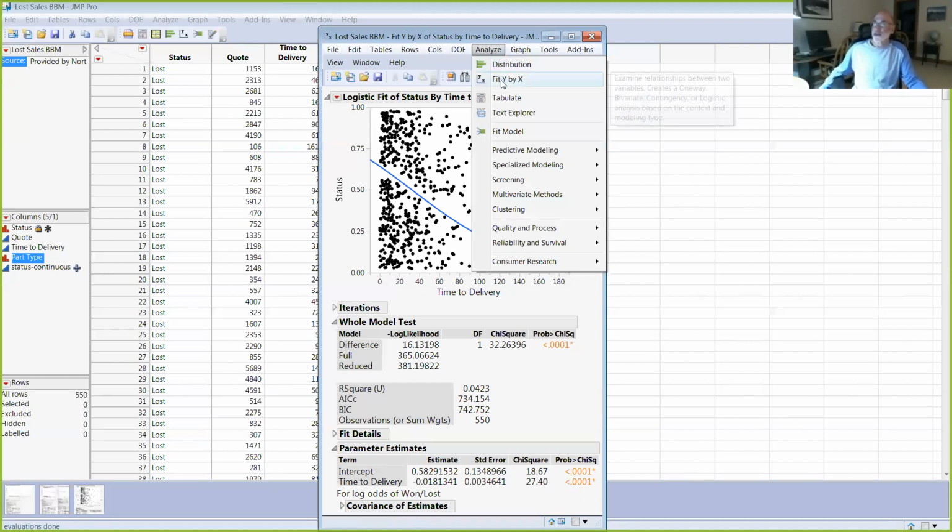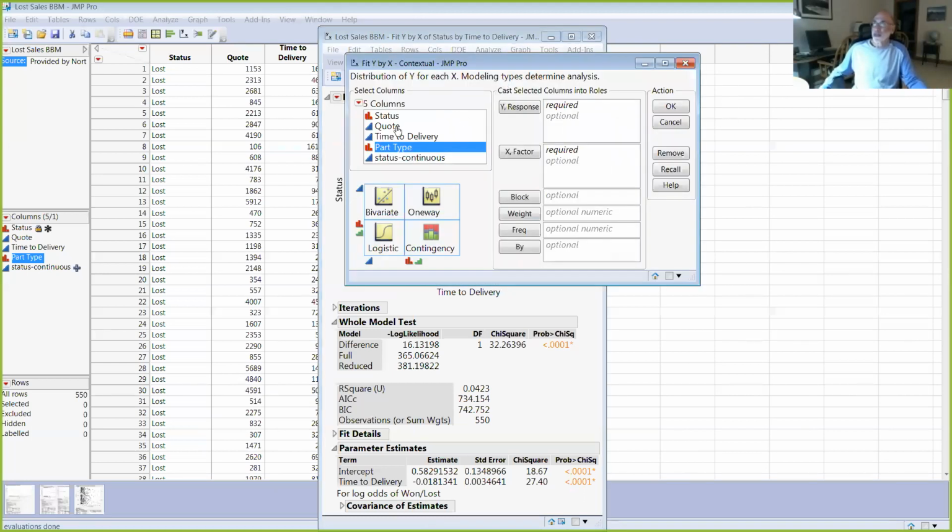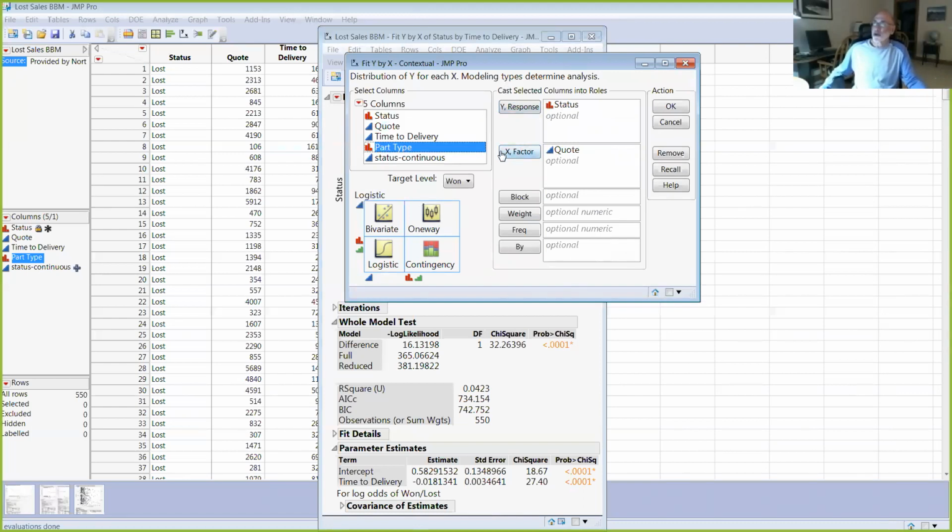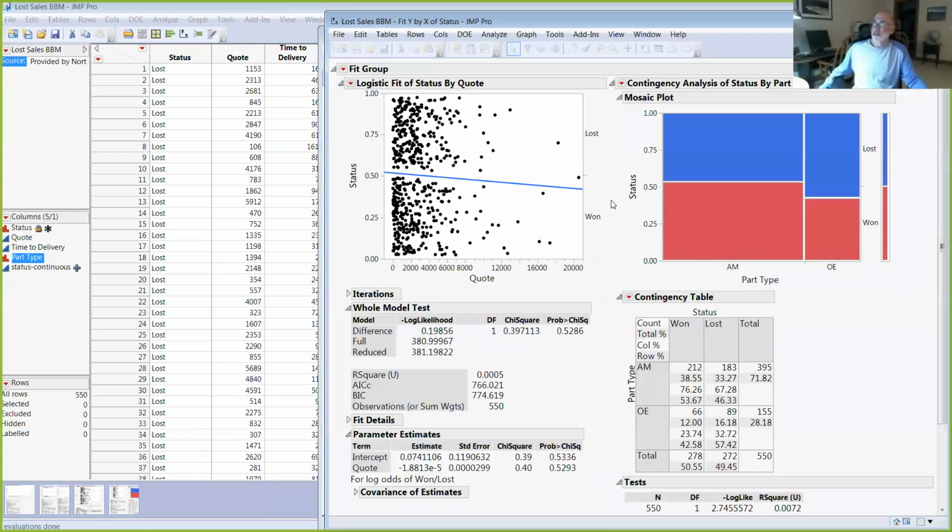Let's just do the other 2 analyses here using the y variable as a nominal variable, and let's look at the quoted price and the part type. In the second of these, we have 2 nominal variables, so we're going to get a contingency table. In the left-hand one, we've gotten a logistic relationship. It looks linear here because the inverted S shape is so flat that you can't tell that it's not linear, but it is not linear.